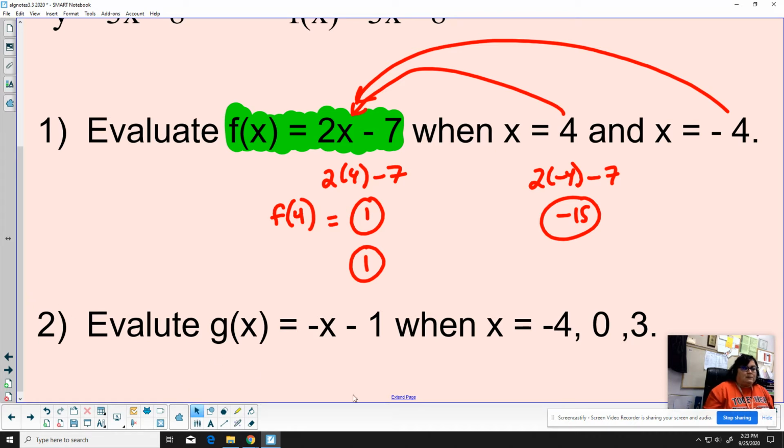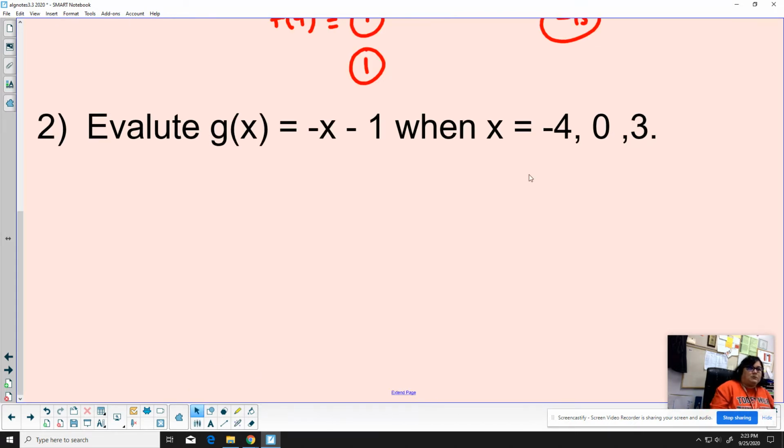All right, press pause and try those bottom 3 problems. You're going to take the negative 4, the 0, and the 3 and put them in separately. So it's 3 separate problems. See if you get those right.